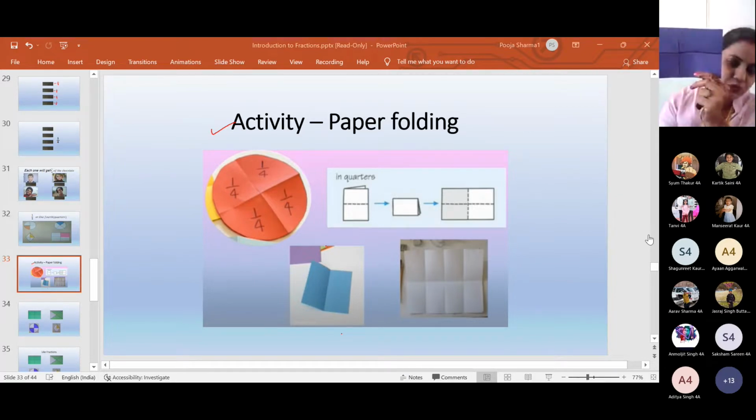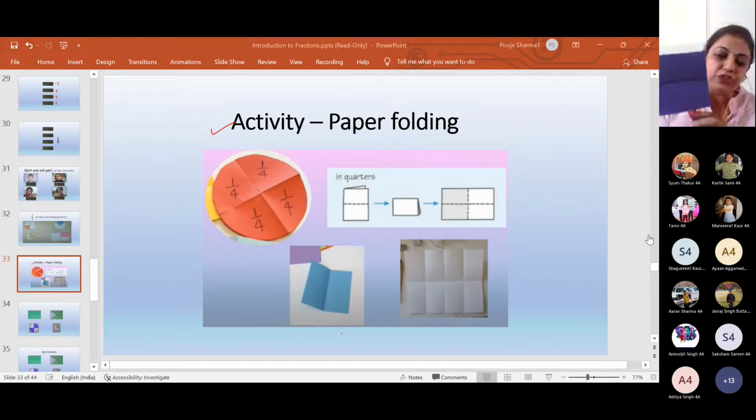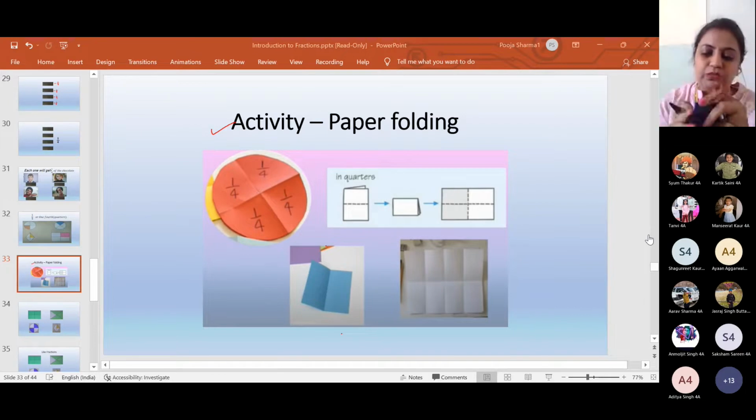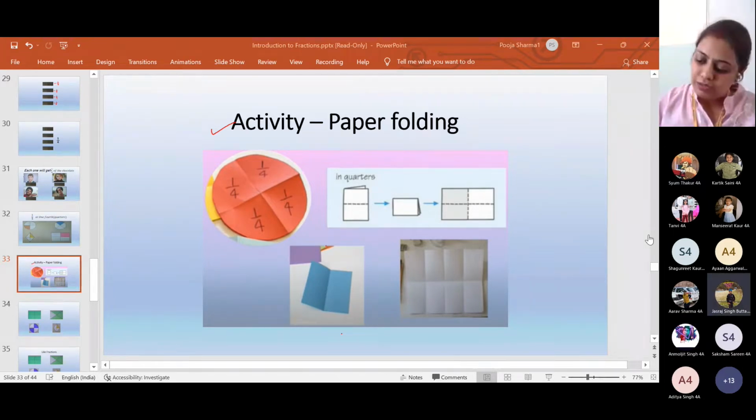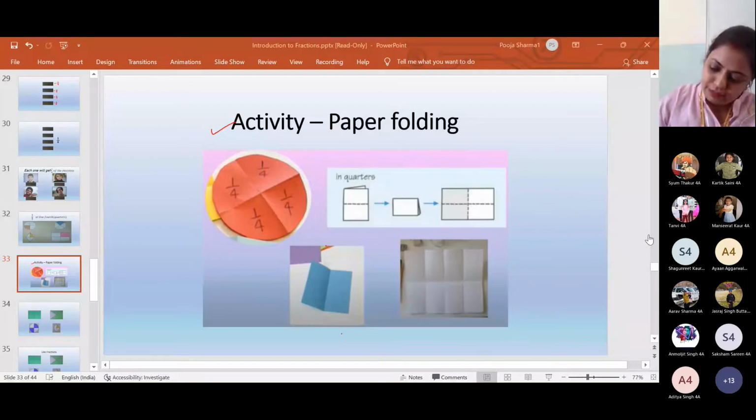Now it is divided into 4 parts and write the fraction for each part. We can fold it again. Now we'll count the total number of parts. How many parts are there? We have 4 equal parts. We have 8 equal parts.